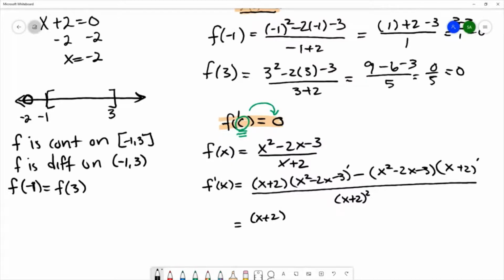The derivative of x squared is 2x. The derivative of minus 2x is minus 2. The derivative of negative 3 is 0. The derivative of x is 1. The derivative of 2 is 0.